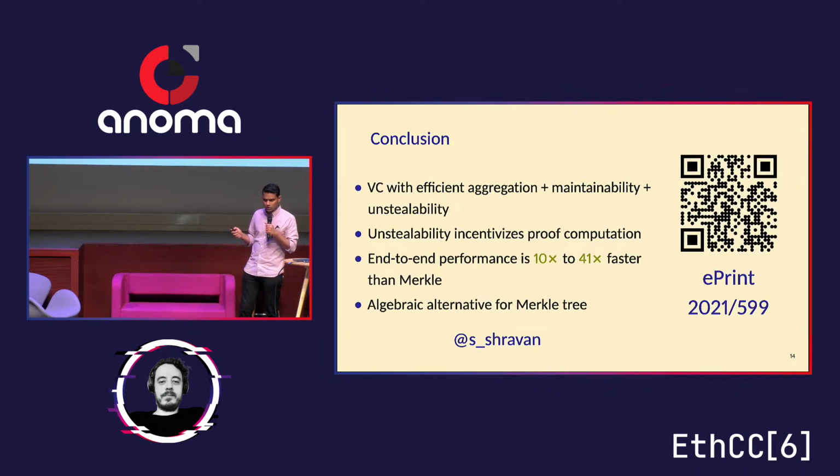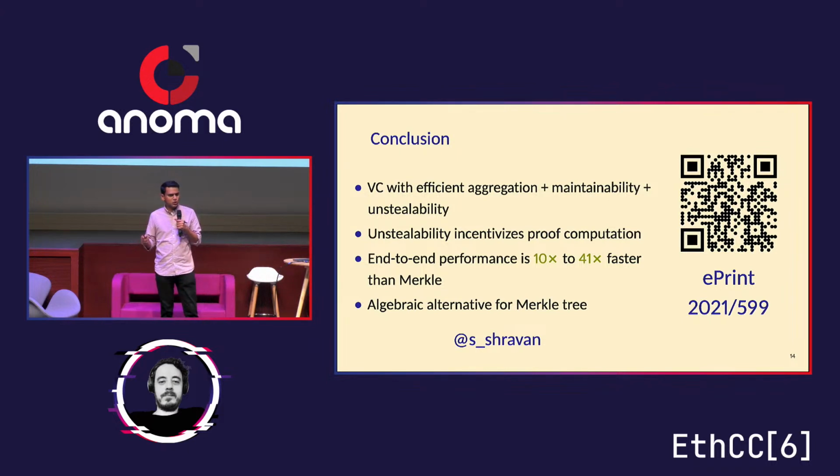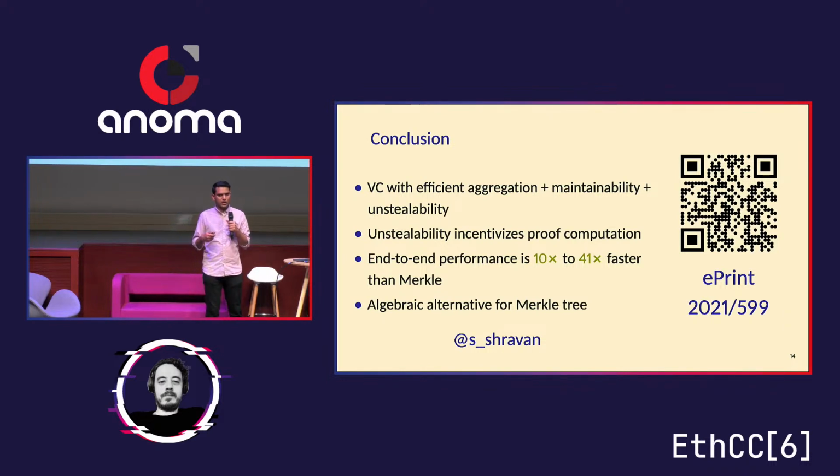So in conclusion, we have a vector commitment scheme that is efficiently aggregatable, maintainable, and something called unstealable. I didn't get to talk about unstealability. This is a new novel property which we introduce in this work, where a prover can watermark the proofs they compute, and it incentivizes proof computation. End-to-end performance is 10x to 41x faster than Merkle tree-based alternatives, and we can consider this to be an algebraic variant of the Merkle trees. Here is a link to our paper, and I'm happy to take questions if we have time.